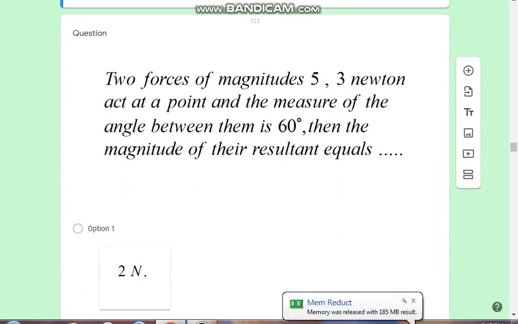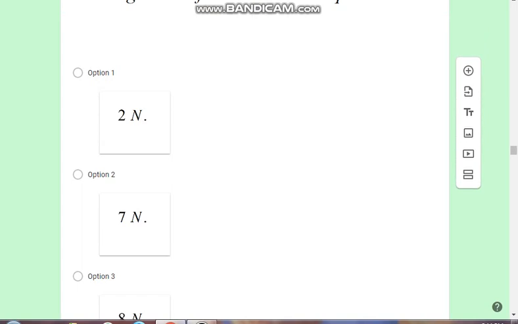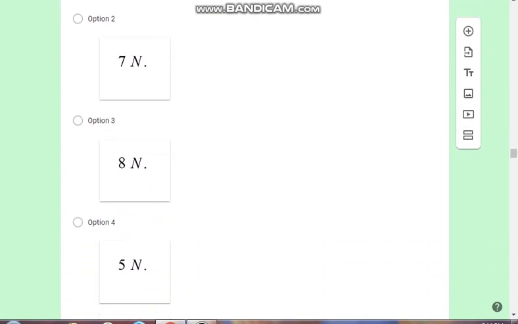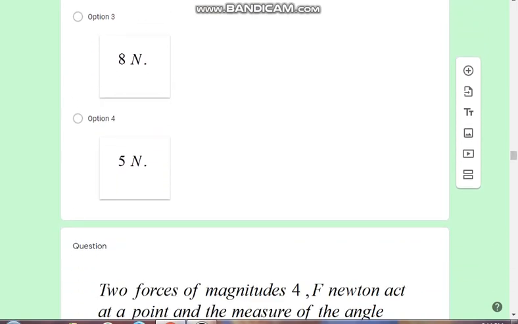The next: two forces of magnitudes 3 and 5 Newton act at a point and the measure of the angle between them is 60 degrees. Then the magnitude of their resultant equals 2 Newton, 7 Newton, 8 Newton, or 5 Newton.